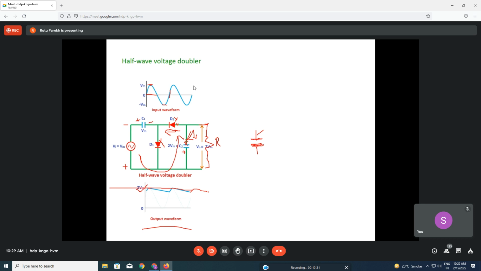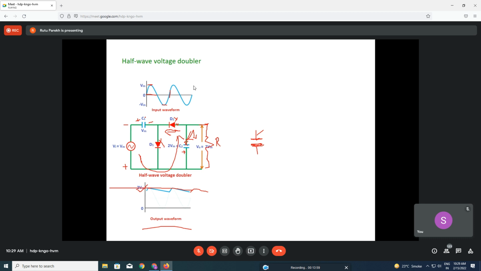Ma'am, I'm having a doubt. Why, in the negative half of the input, when the resistance was not connected, was C1 not discharging? C1 is also discharged, right, ma'am? Just one minute, let me understand what you are asking. So in the negative half, you are asking that this is not discharging.